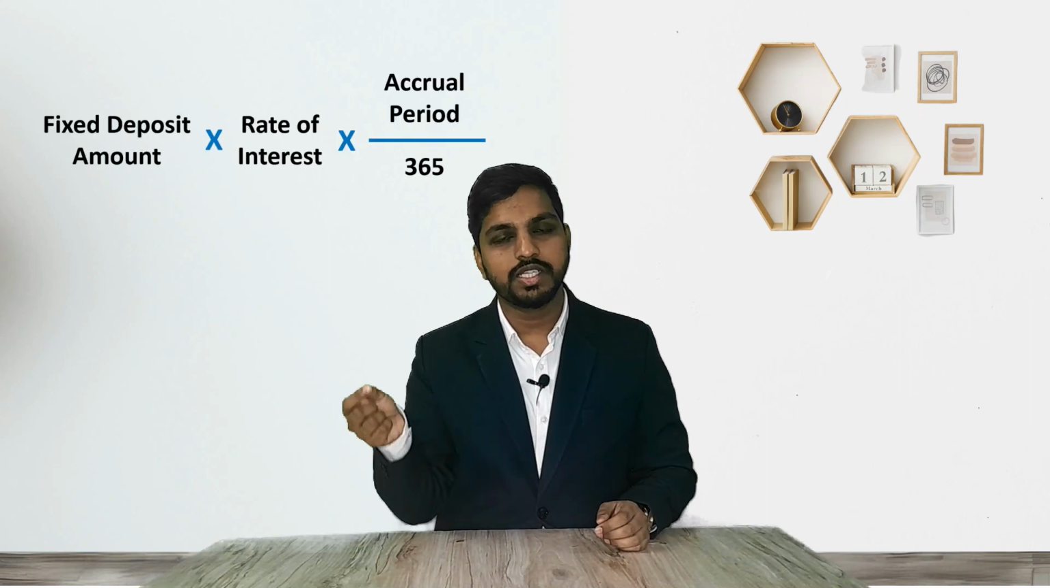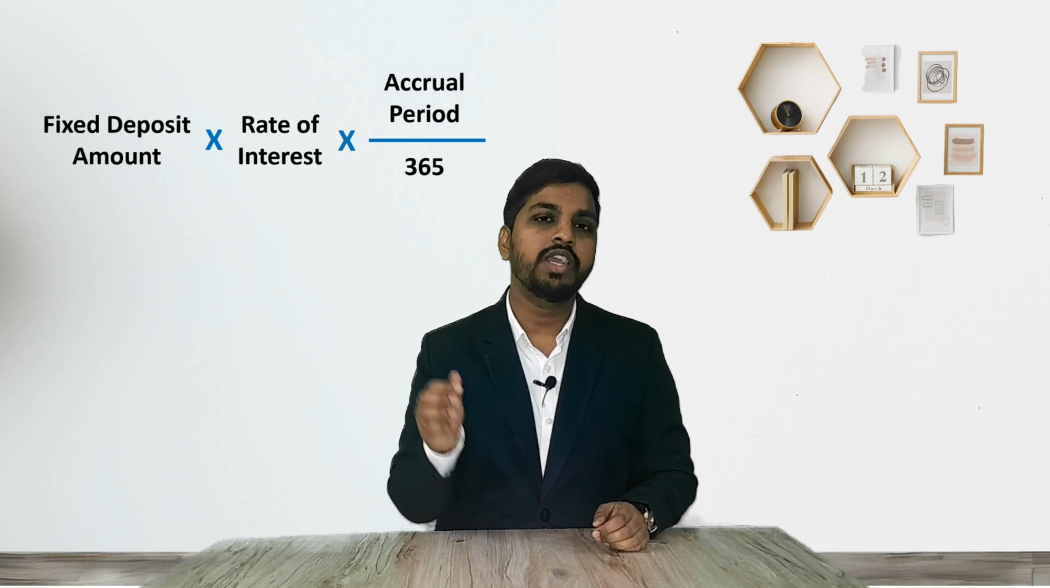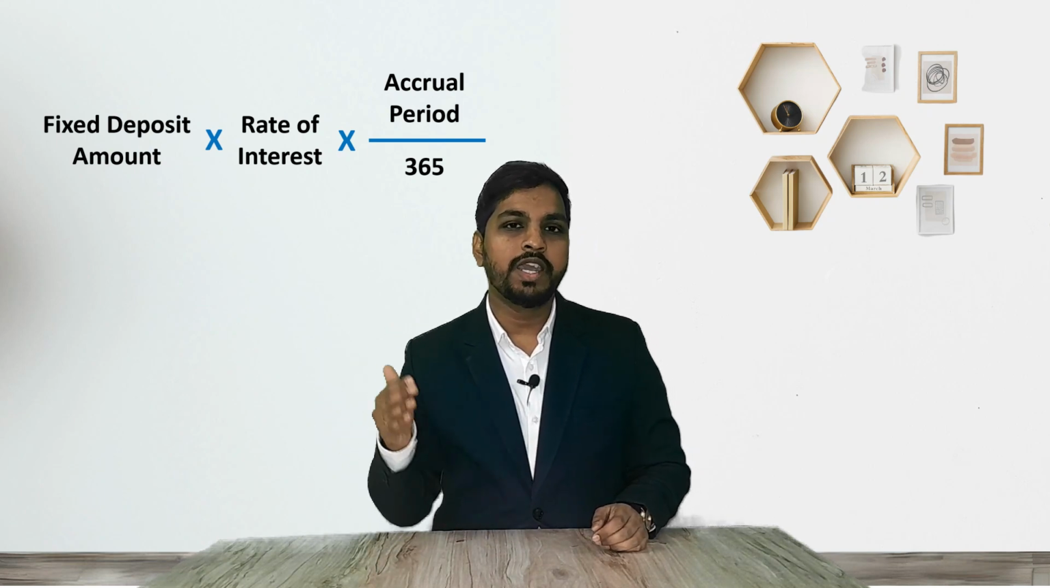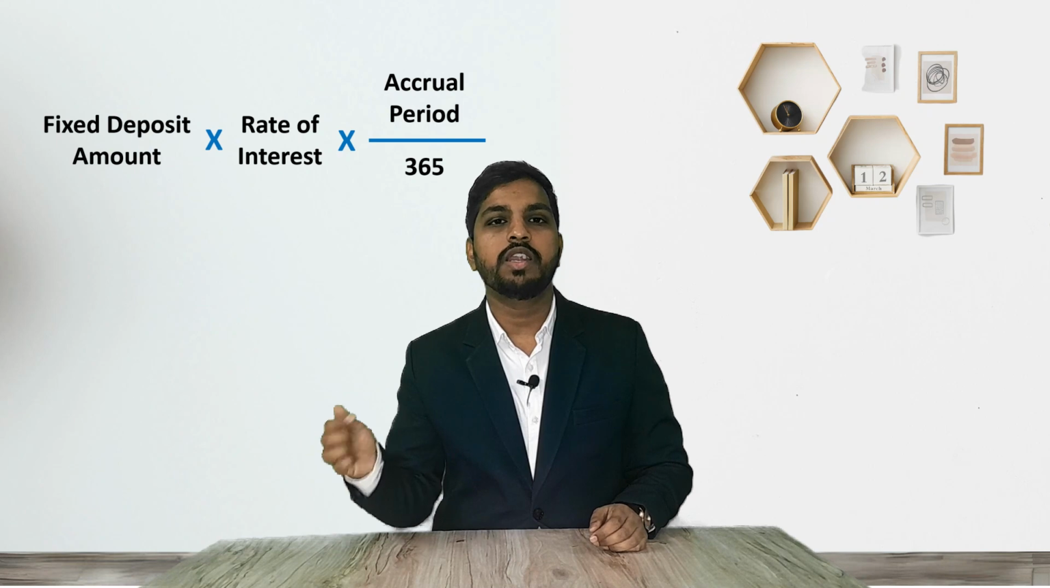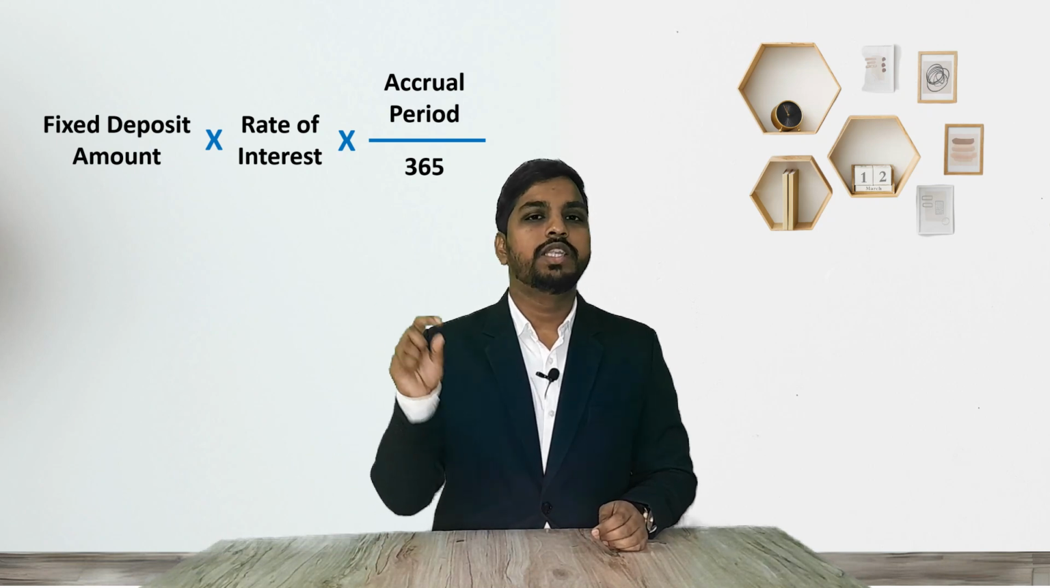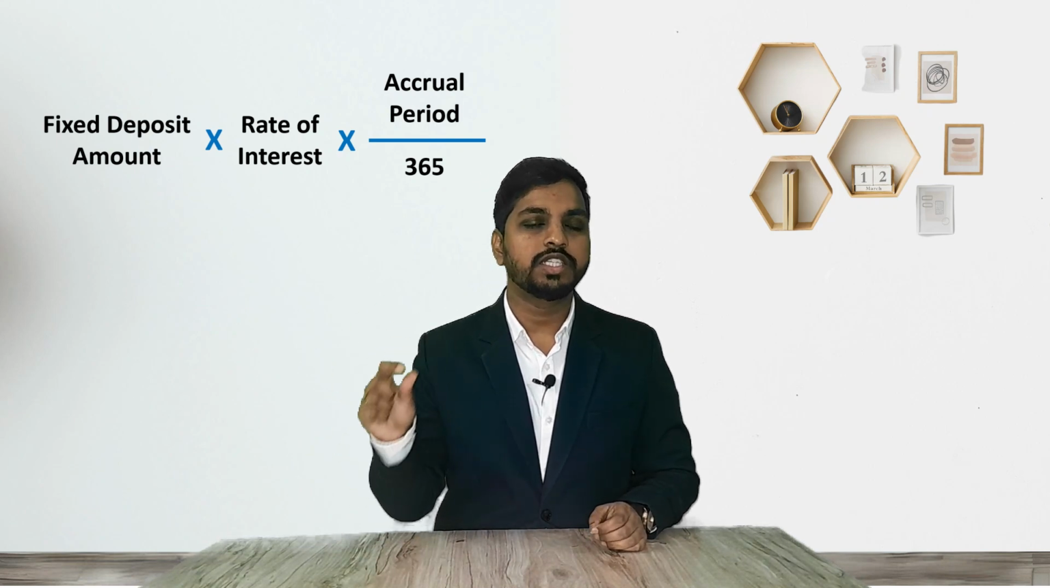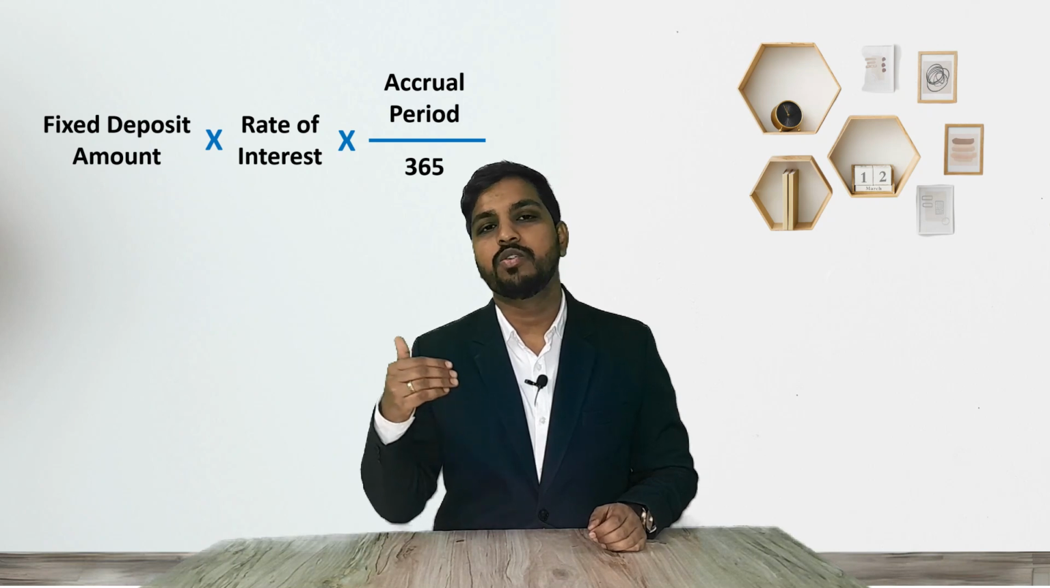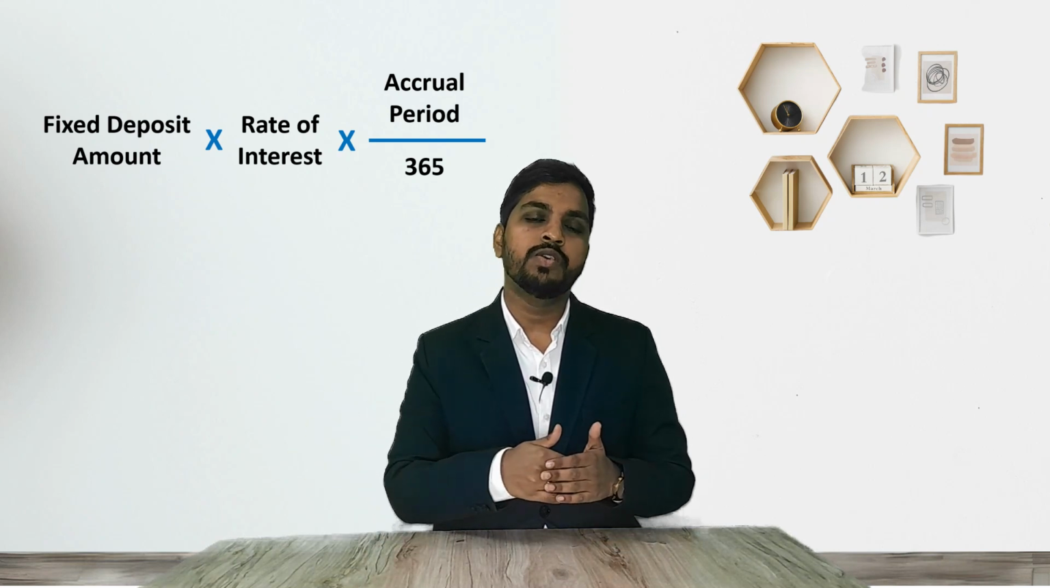First take the FD amount, see what interest is there on that particular FD, and multiply by the period that is already done divided by 365. This will give you the interest accrual amount on that particular FD. Similarly, you have to follow these steps or calculation for all the FDs and accrue the final amount, which is the FD interest accrual amount, in your books. And this statement is known as FD interest accrual statement.